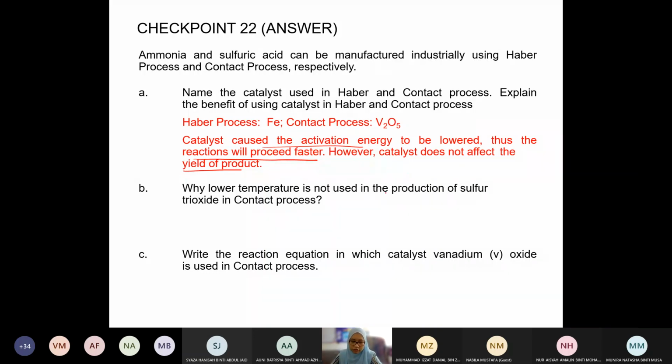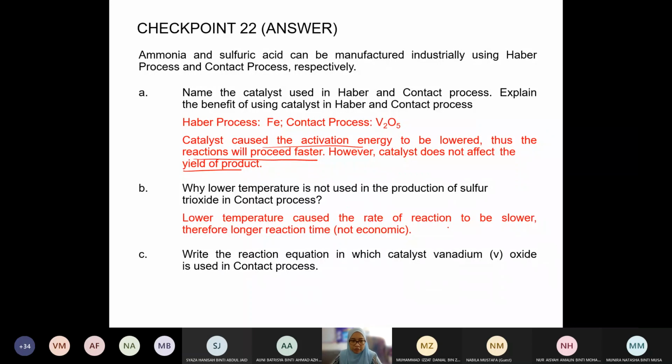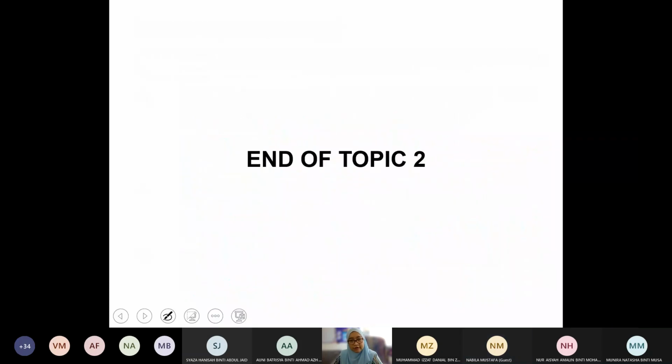Why is lower temperature not used? Just now, lower temperature causes the rate of reaction to be slower, therefore longer reaction time, not economic. Okay, this one, this is the reaction. Okay, done. End of topic 2, guys.